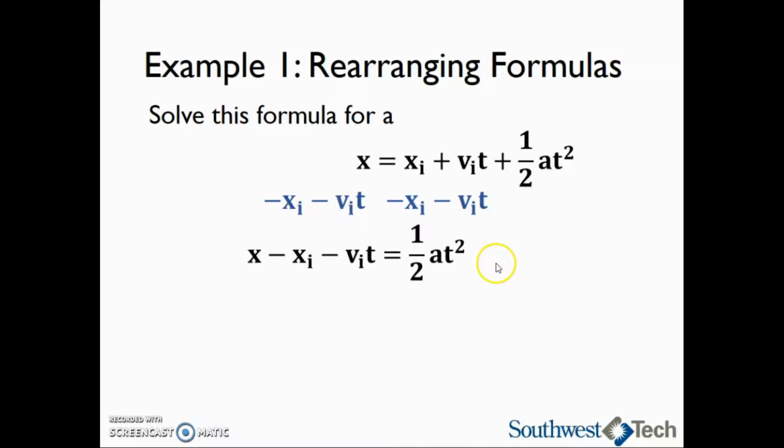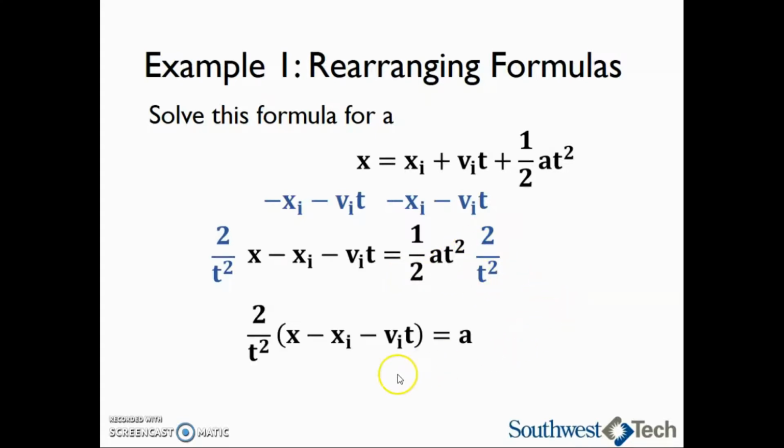Now the easiest way to do that, anytime that we have a fraction, so t squared divided by 2, we can think of this as multiplying by the reciprocal. The reciprocal is basically just where we flip-flop the numerator and the denominator. So the reciprocal of t squared over 2 is going to be 2 over t squared. So we're going to multiply both sides by 2 divided by t squared. And then when we do that on the right-hand side, the 2 over 2 will cancel each other off. Same thing with the t squared over t squared. At this point then, we are left with 2 over t squared times x minus x sub i minus v sub i times t, and that's all equal to a, which is what we were trying to find.